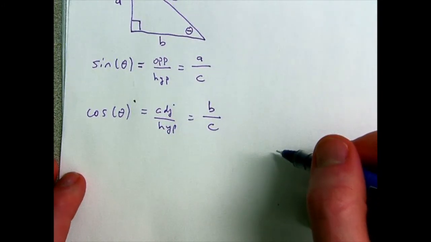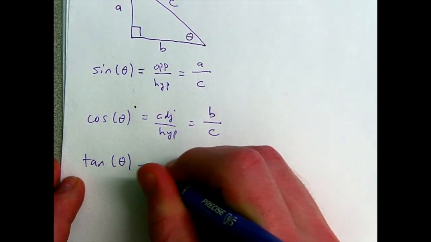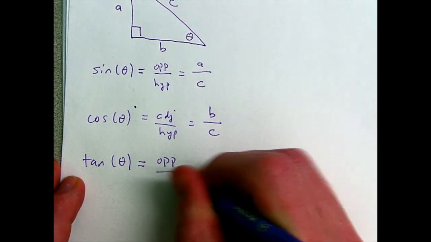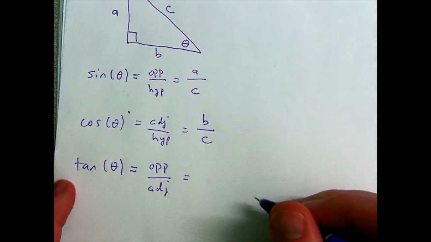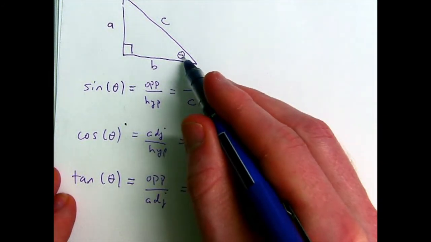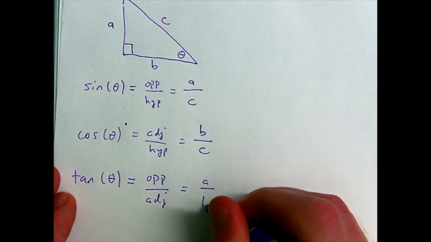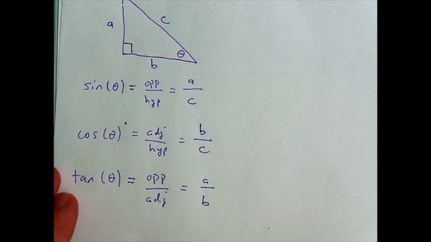And then finally, we have one more trig function, and that's the tangent function. Tangent of theta is defined to be the opposite side over the adjacent side, which in this case would be A over B. Okay, so that's a brief review of the three standard trigonometric functions. You've seen these in previous classes.